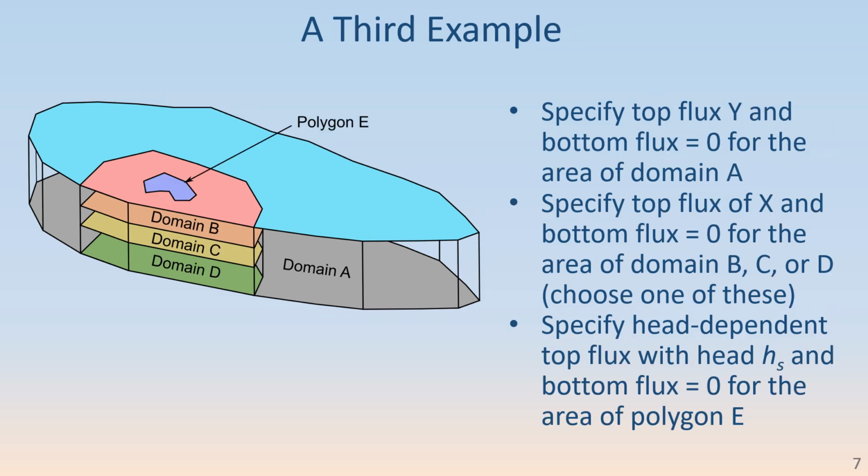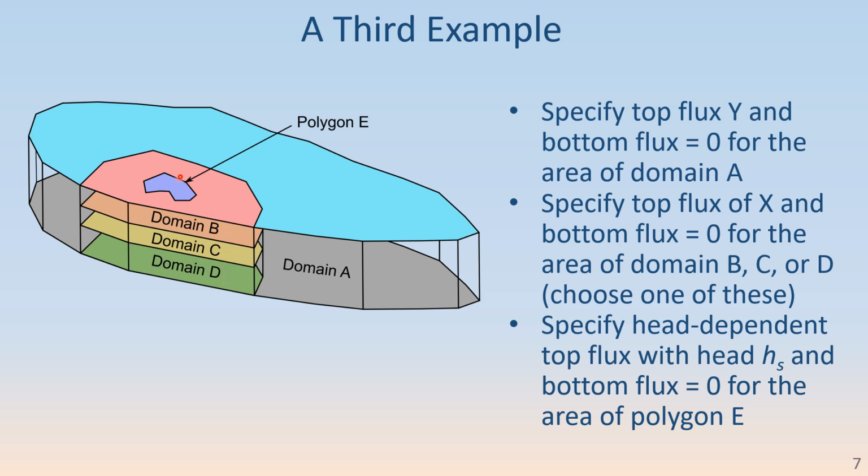So here's a third example that is a bit different and makes use of a polygon area in addition to domain areas for specifying top and bottom conditions. In domain A, we have a specified top flux, a recharge rate of Y, and a specified bottom flux of 0, an impermeable base. And in domains B or C or D, one of the three, you would specify a top flux of X, a recharge rate, but different than out here in domain A, and a bottom flux of 0, so impermeable again down here.